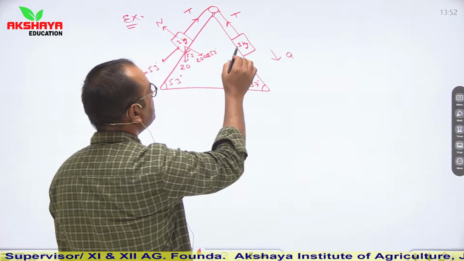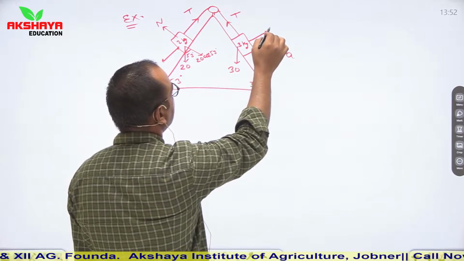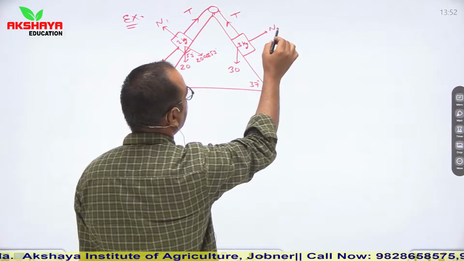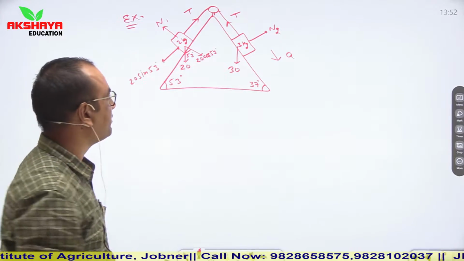Similarly, FBD of the 3 kg block. So it is 3g, meaning 30. This is its normal reaction. Let us say this is N1 and this is N2, because both are different objects, so their normal reaction forces will be different.